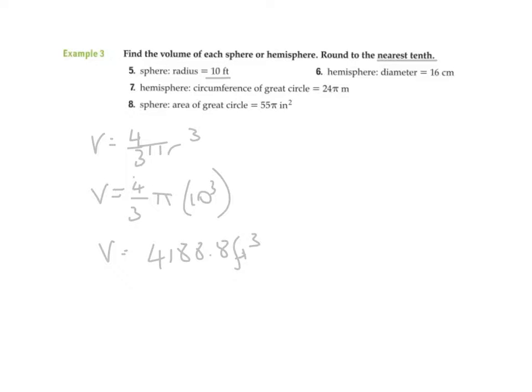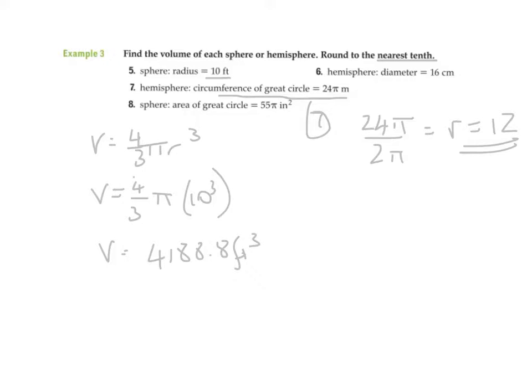So let's have a look at number 7. This time we've got a hemisphere, and it's told you that the circumference is 24 pi. So we need the radius. So the first thing we've got to do is 24 pi divided by 2 pi, and that will automatically give us the radius. So the radius equals 12. Okay, so now we've found the radius of that hemisphere. Now we can plug it straight in.